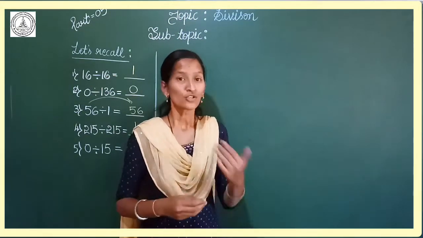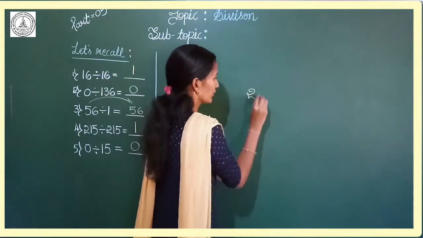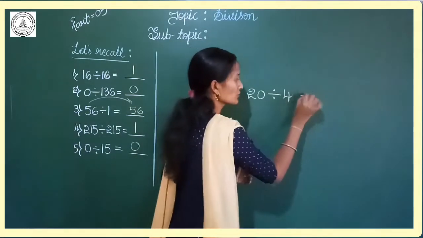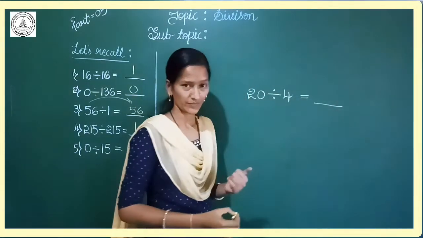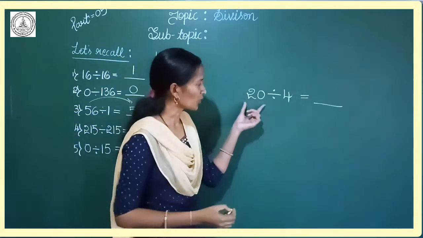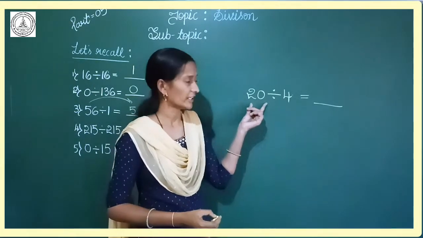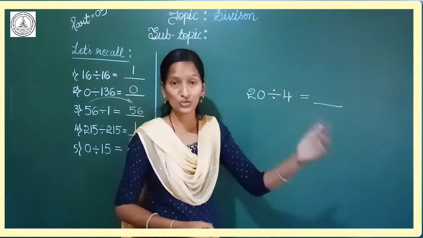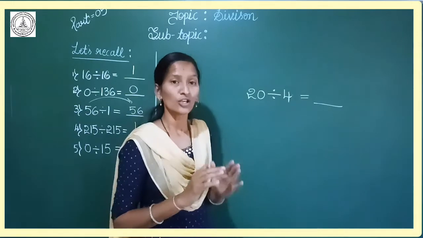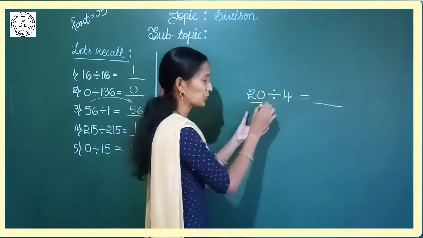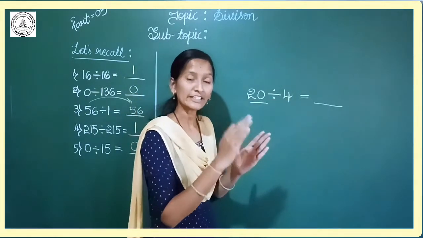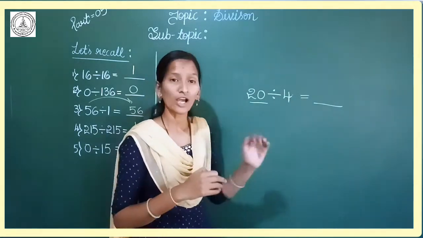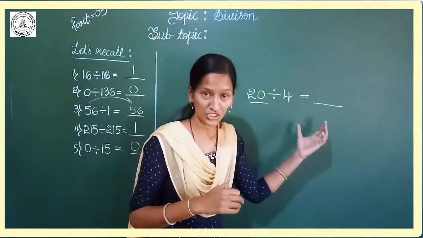Look here: 20 divided by 4. Now you have to find the quotient. In this problem, 20 is the dividend and 4 is the divisor. You have to equally divide 20 into 4 equal groups. That is called division. Now you have to find the quotient.